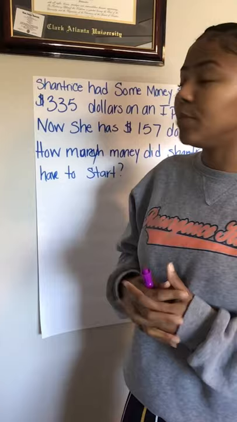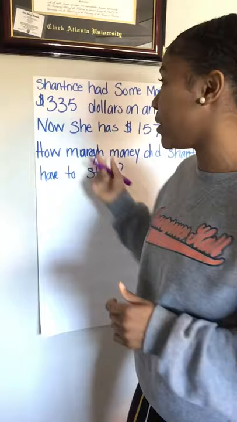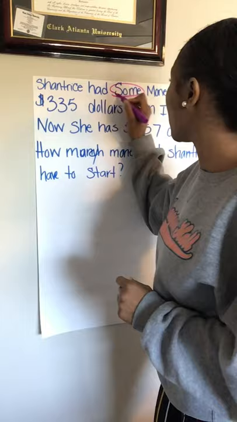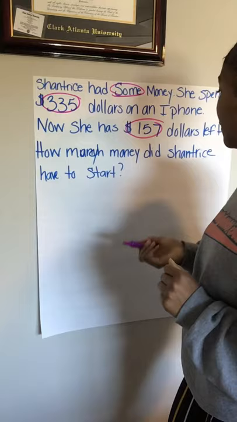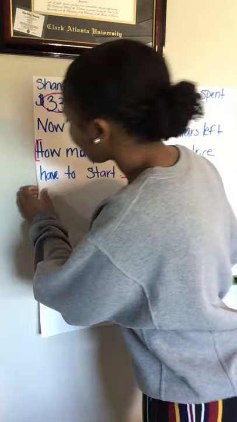The first thing I do is annotate my work after I reread. It said Chantrice had some money. I'm gonna circle the word some. She spent $335. I'm gonna circle $335. Now she has $157 left. Then a question, I'm gonna put my bracket. How much money did she have to start with?